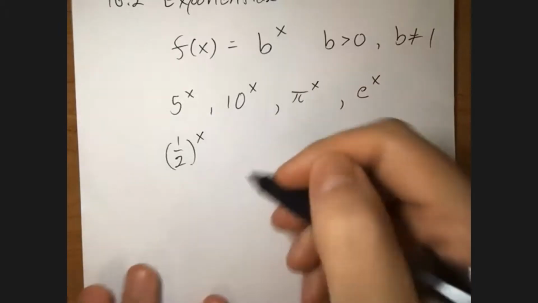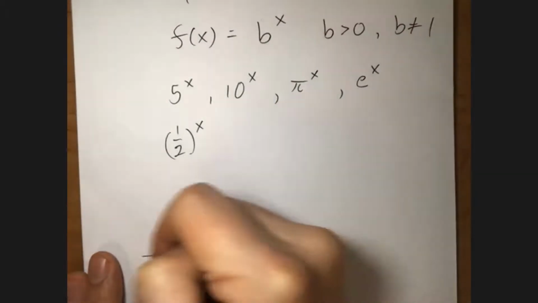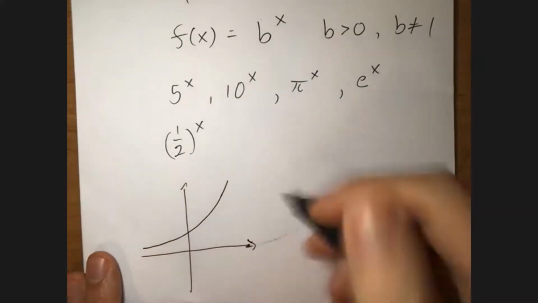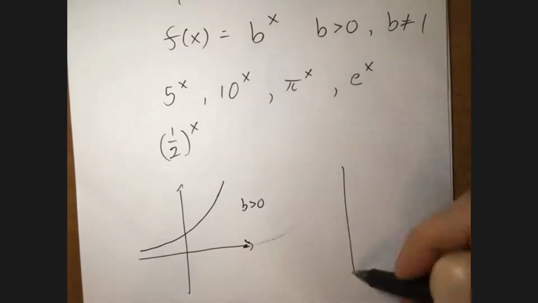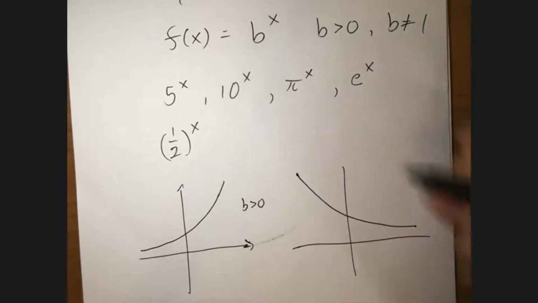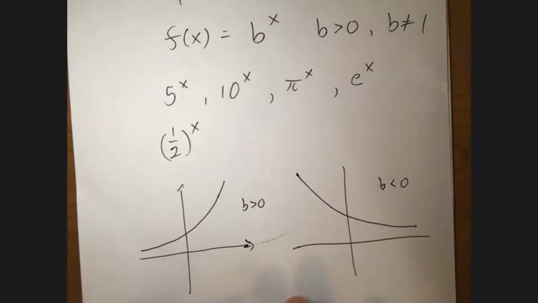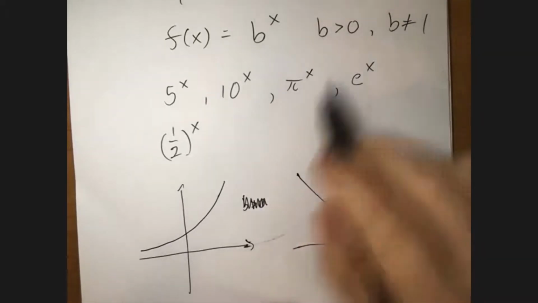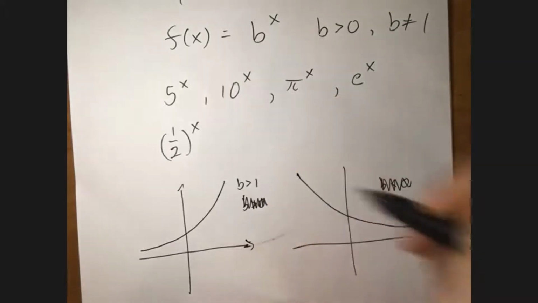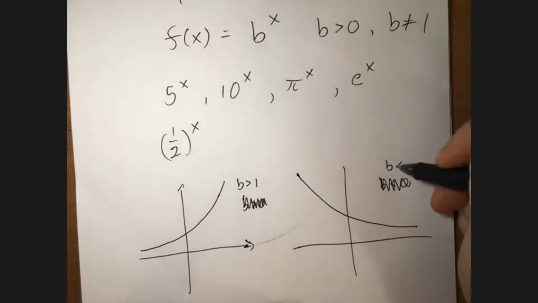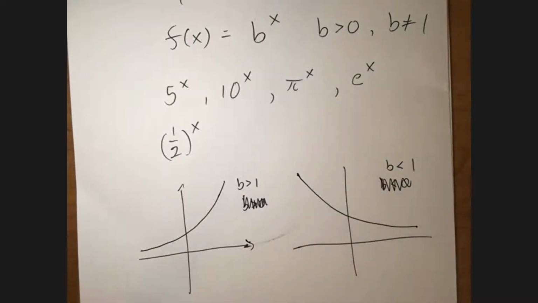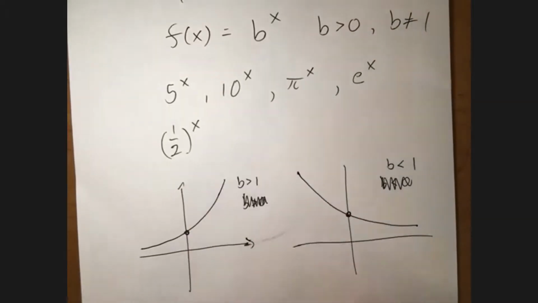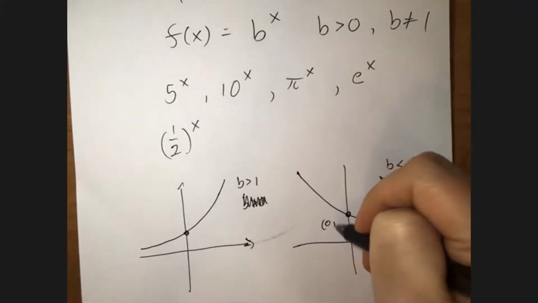So we talked about those, and we talked about their graphs. We talked about how the graph of an exponential function will either look like this if b is positive, or it'll look like this if b is negative. Oh, sorry. B can't be negative, right? I meant it'll look like this if b is greater than 1, and it'll look like this if b is less than 1. Okay? And they have a nice property that they always cross the y-axis at the same point. That's the point 0, 1.